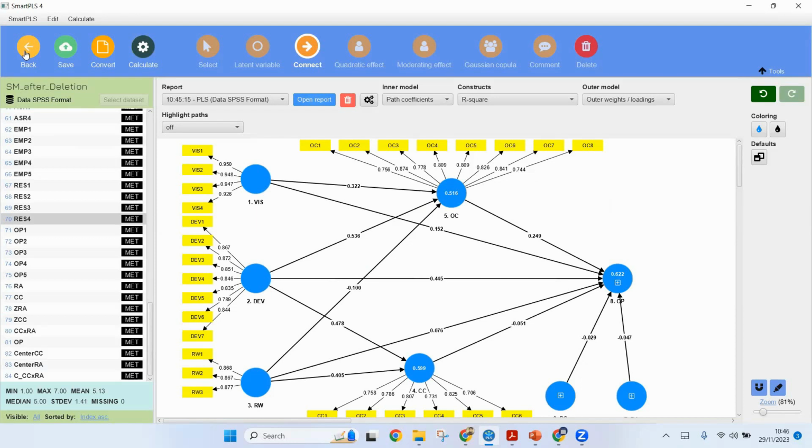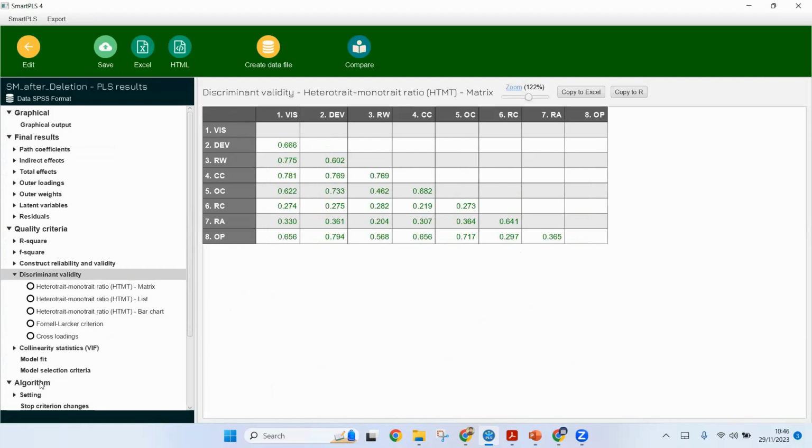Now, how to do it? For this, we will open the report. In the output, you will see latent variables, just underneath outer weights.